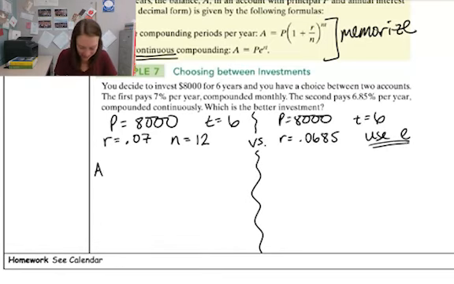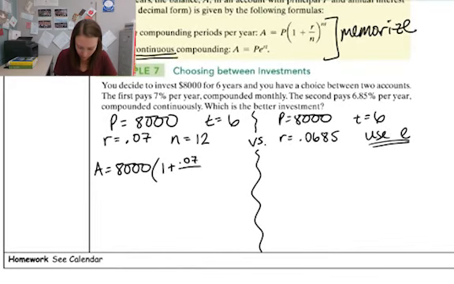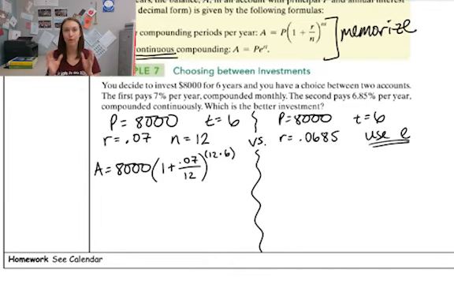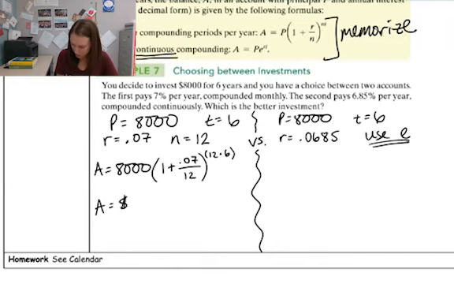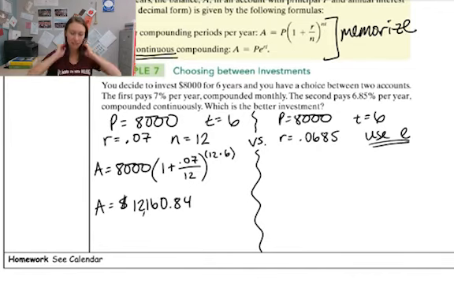All right, so let's look at this. So A equals my $8,000 times 1 plus 0.07 over 12 to the power of 12 times 6. And make sure when you put it in your calculator, you use parentheses. Parentheses are your friend. If you forget parentheses around the 12 times 6, you will get the wrong answer. So be really careful. You should get $12,160.84. Good luck finding a real bank account that pays 7% interest per year, but it's fun to play with the numbers.